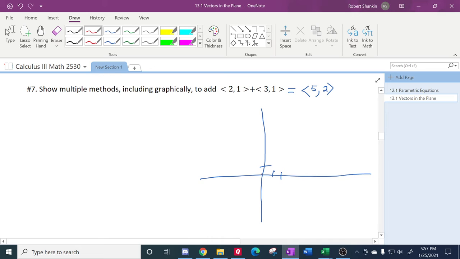2, 1 is this vector. Now notice the horizontal component is 2. I'm not going to write the vertical component for a second. The next one is 3, 1. Now when we add them, we do this tip to tail method. So we're going to put 1, 2, 3. From here I'm going to go 3 over and 1 up.